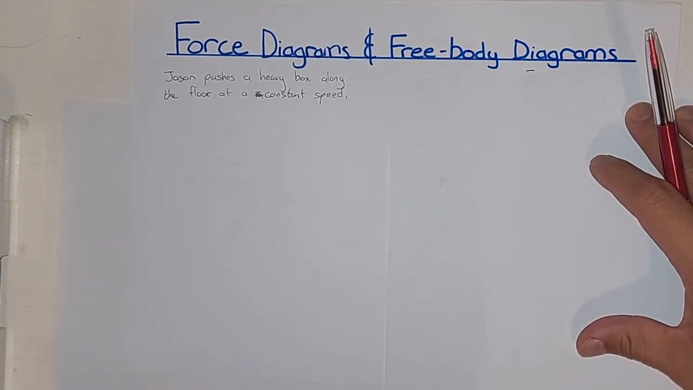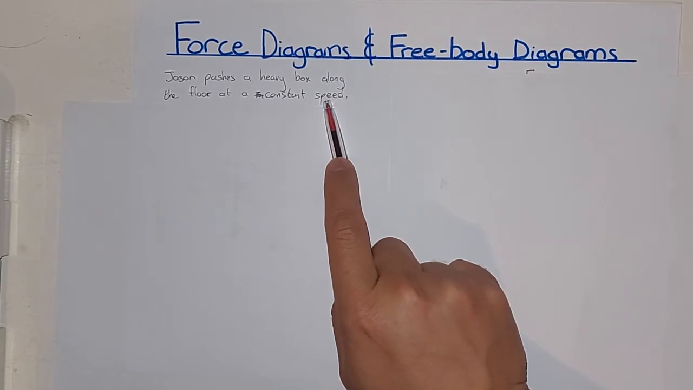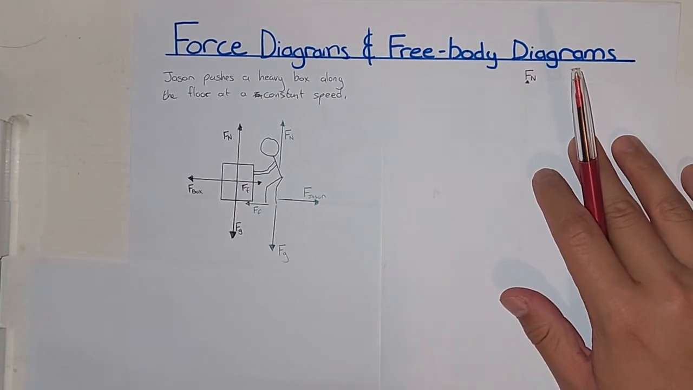So let's look at the first one. Jason pushes a heavy box along the floor at a constant speed. And remember what we know about constant speed. When we have a constant speed, we know that the F net is equal to 0, right? Because acceleration is 0, ma is going to equal 0, so F net is equal to 0. So let's look at this one over here.